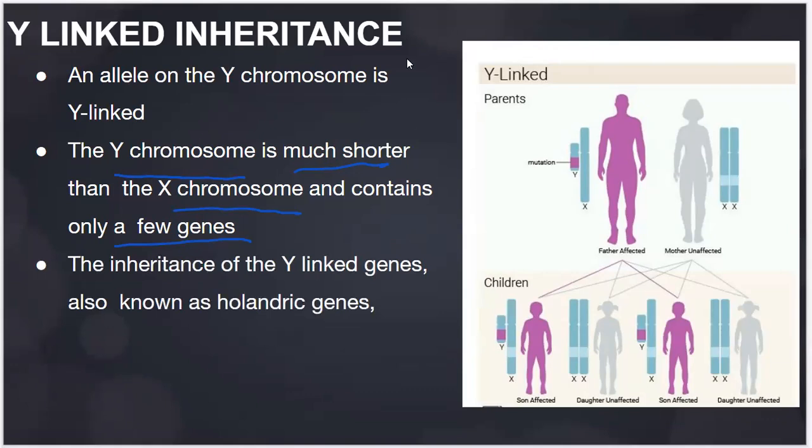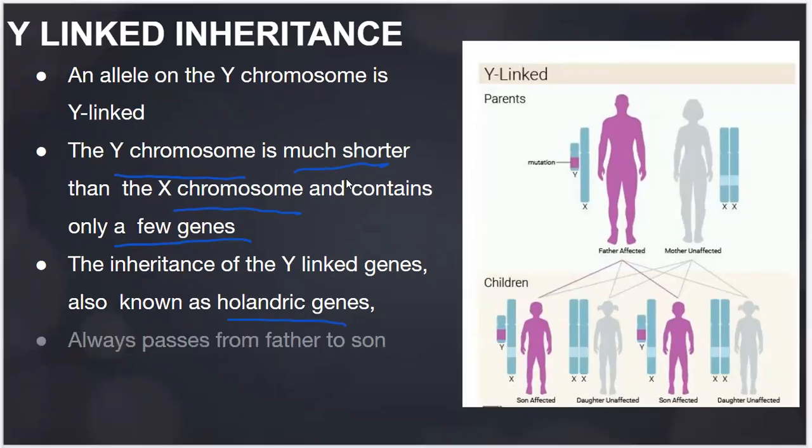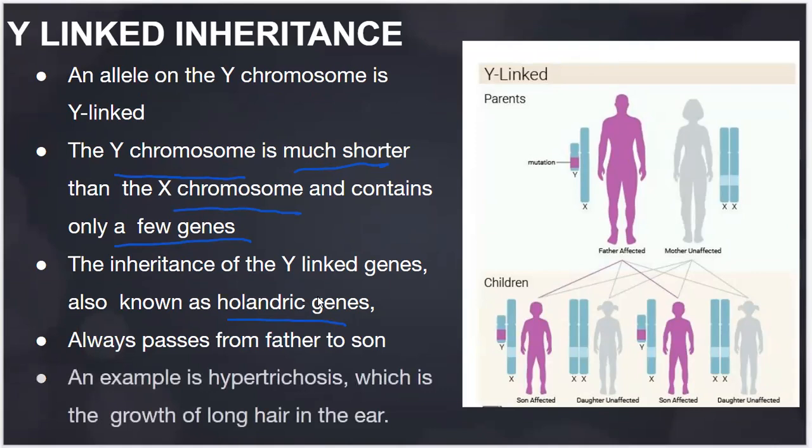Another term for Y-linked genes is holandric genes. The inheritance of the Y-linked genes is also known as holandric inheritance. This also was covered in the previous video on the structure of X and Y chromosome. So Y will always come from father to the son.